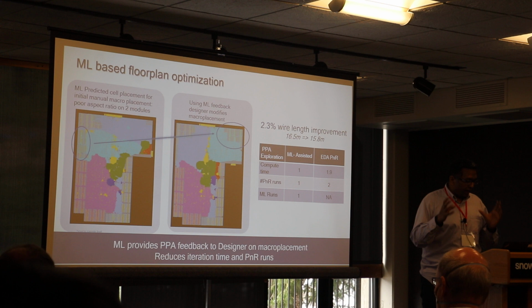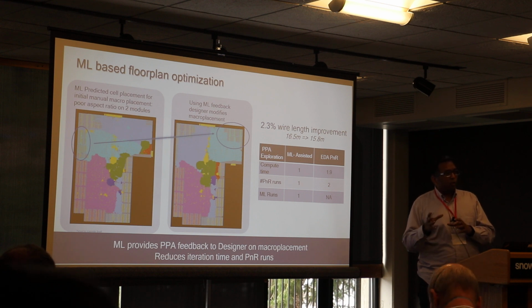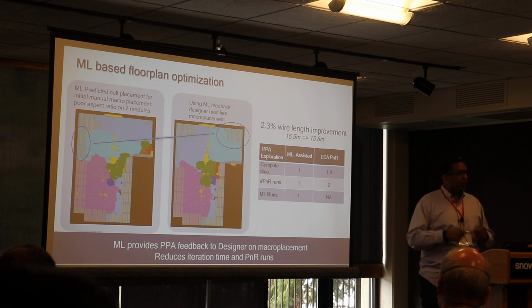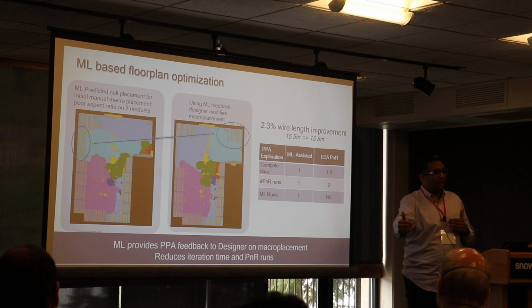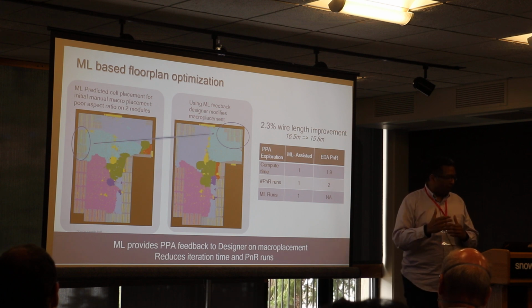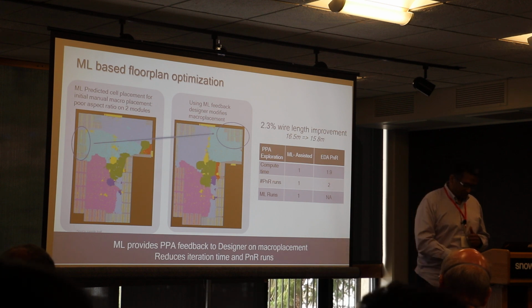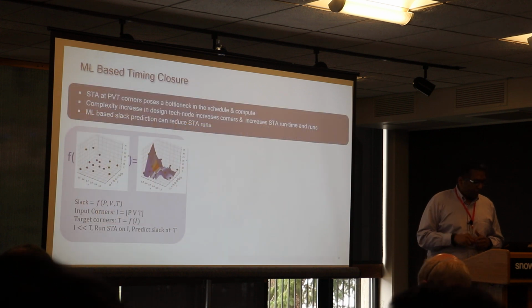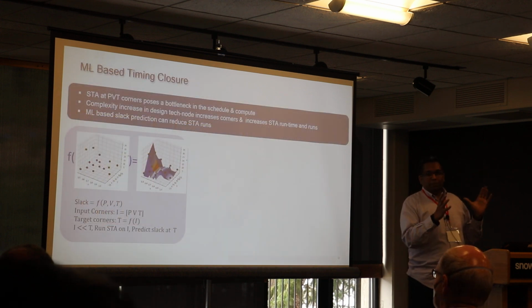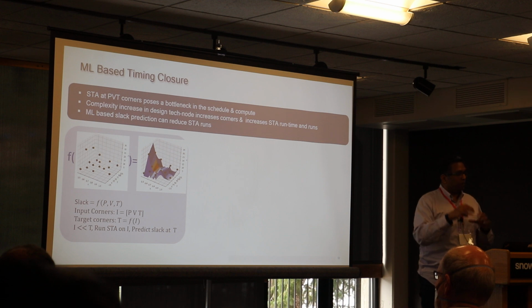So we are using ML to provide the information back to the designer in a very quick fashion, so that we don't need to do as many placement runs that we talked about in the beginning of the talk, or we can reduce the number of placement runs. So that's about how to aid the placement part of the flow.